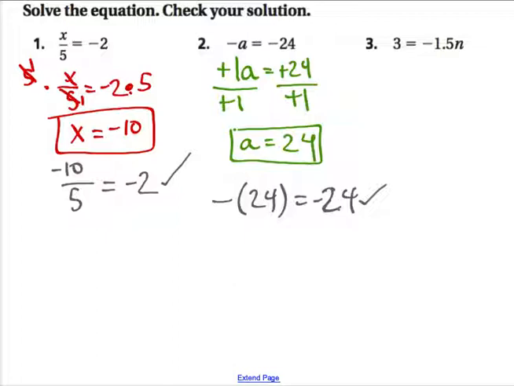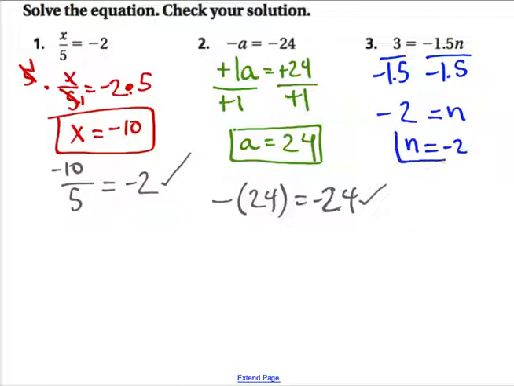3 equals negative 1.5n. We're going to want to divide by negative 1.5. And that gives us n by itself. And 3 divided by negative 1.5 is negative 2. So our answer is n equals negative 2. And then we need to check our solution. So 3 equals negative 1. That didn't draw very well. Let me start over.